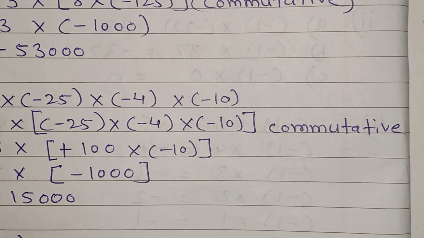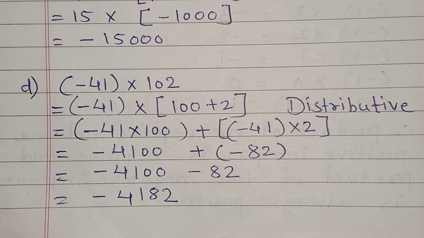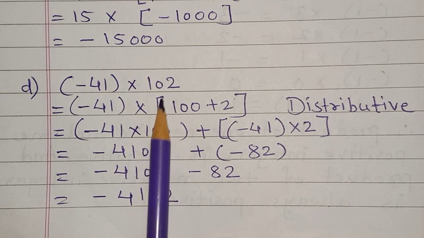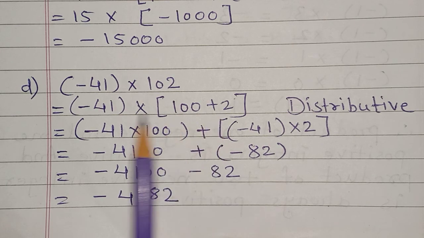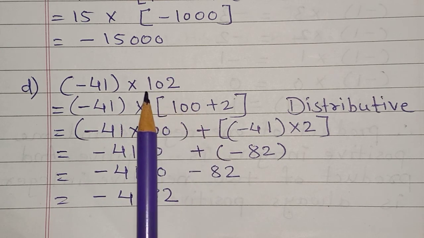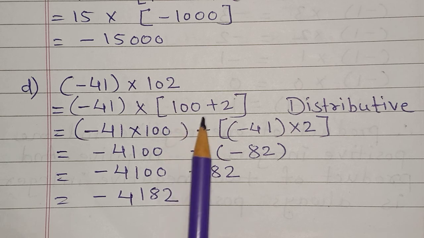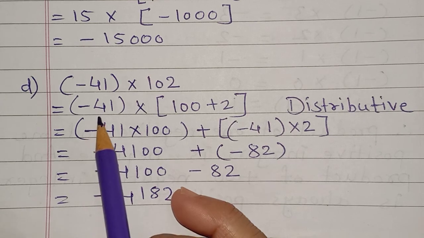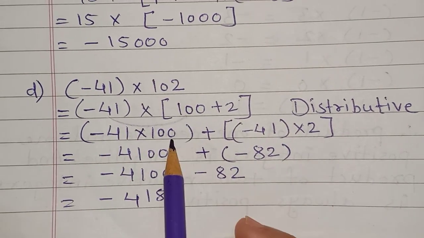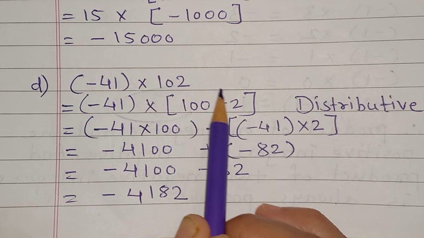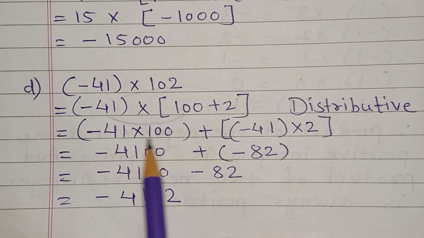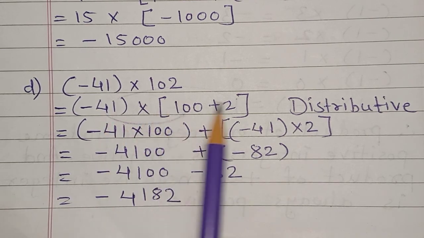Okay. Question number D. Minus 41 into 102. Now 102 I have split or expanded like 100 plus 2. Minus 41 into 100 plus 2. You can write 102 as 100 plus 2 by the distributive property. Now minus 41 into 100 and minus 41 into 2. The middle sign is plus, so I have written plus here.